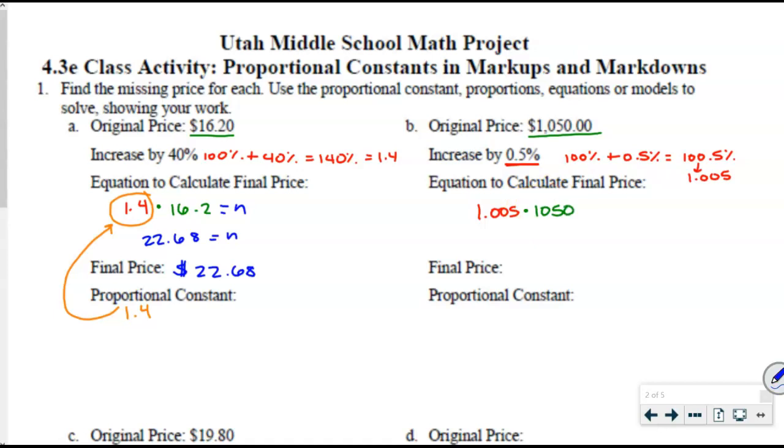This isn't an equation yet. We need to make it an equation. It is equal to the unknown, the thing that we are trying to find out. So it's equal to n, the new price or the final price. Now, n is already by itself. Now we just need to do the calculation. What is 1.005 multiplied by 1050? Again, I have not done this. I'm waiting for you guys to do that calculation for me. Cambria?